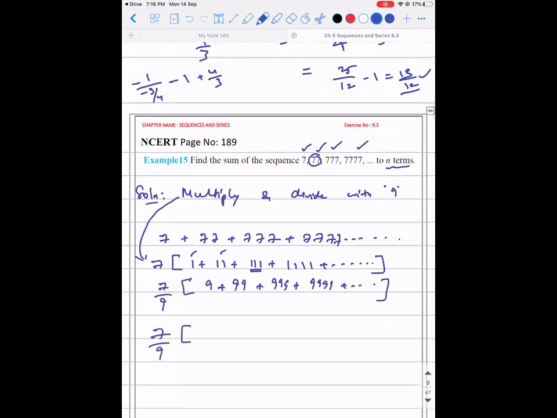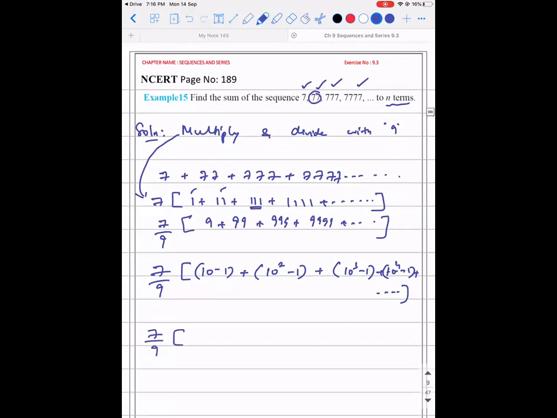So 7 divided by 9 into 9, how can you relate it with 10? 9 is 10 minus 1, 99 you can relate as 10 square minus 1 because it is 100 minus 1, 999 you can relate as 10 cube minus 1, plus 10 power 4 minus 1. It keeps on going like this. So 7 divided by 9 into, you have 10 plus 10 square plus 10 cube plus so on, minus 1 plus 1 plus so on till n times.